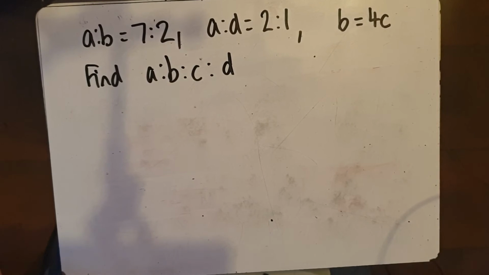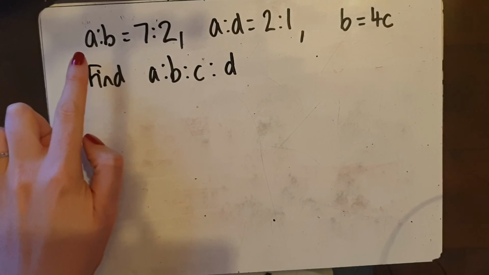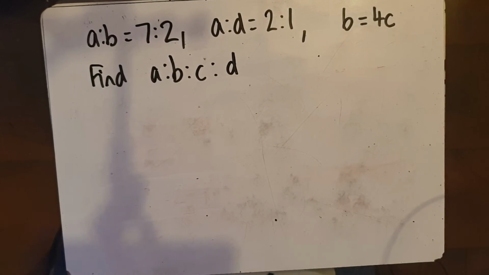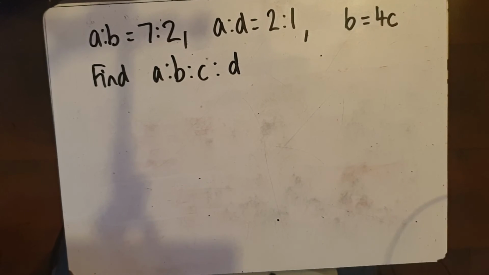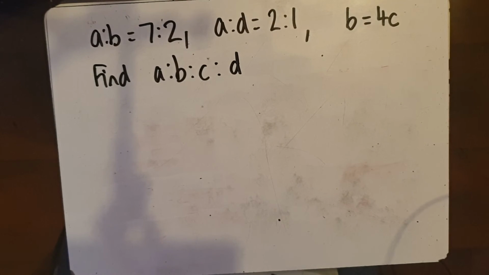This is the question for you to try. A to B is 7 to 2. A to D is 2 to 1. And B is equal to 4C. So pause the video now, please. Have a go at it. I am going to work through the question so you can check your answer.